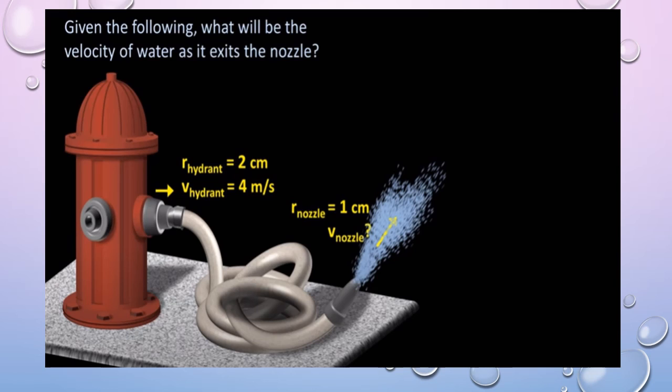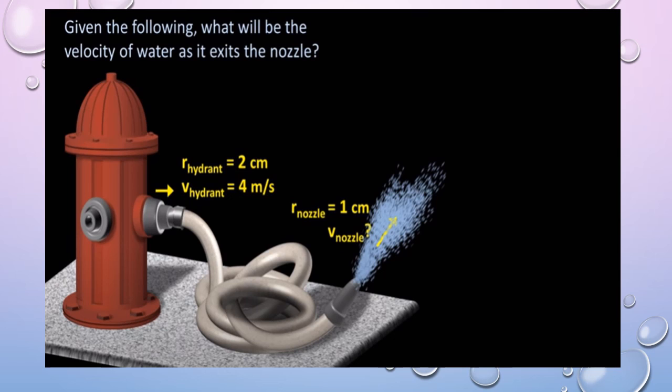Here you can see that we have taken a water hydrant and hooked it up with the water hose and turned it on. Here the radius of the hydrant is 2 cm and the velocity from this hydrant is 4 meters per second. Similarly, the radius of the nozzle is 1 cm, and we have to find the velocity of the water flow exiting the nozzle. Now we can solve this by using the equation of continuity.